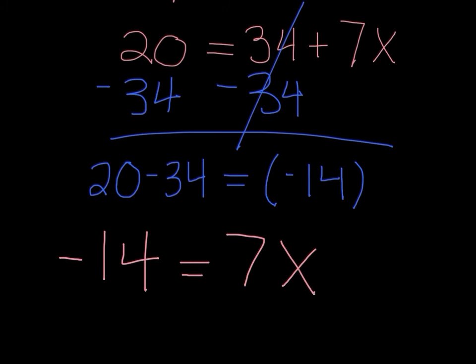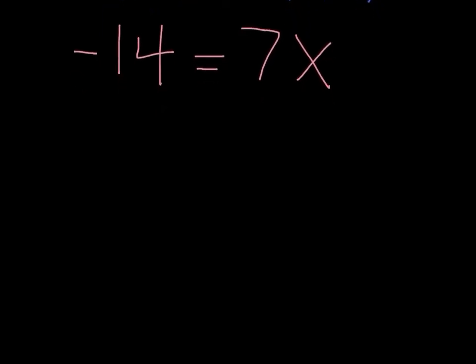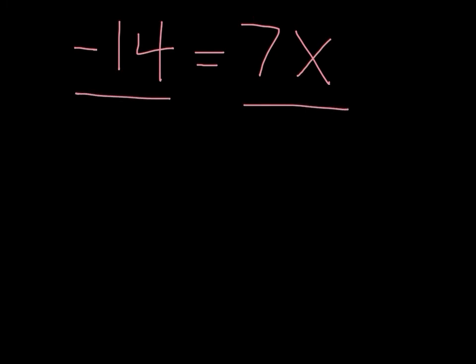Now, there's one last and final step to complete in order to find our solution. Again, in keeping with the idea that I want to isolate my variable, I'm going to look to the right side of the equation and ask myself, what operation do I see here? And I see 7 times x. So I'm going to perform the opposite operation and do division on both sides of the equation. In this particular case, I'm going to divide both sides by 7 because I want to get rid of the 7 that is next to my variable.